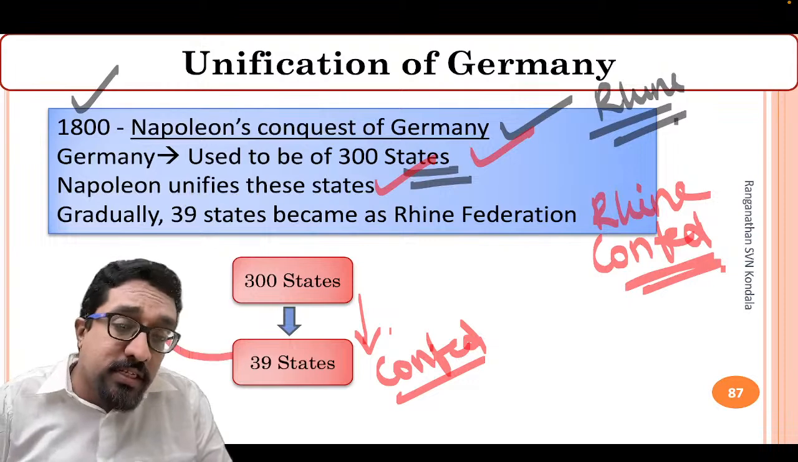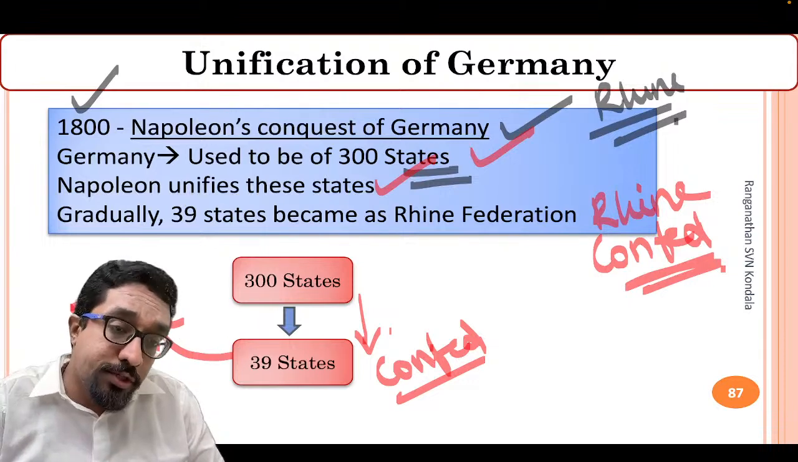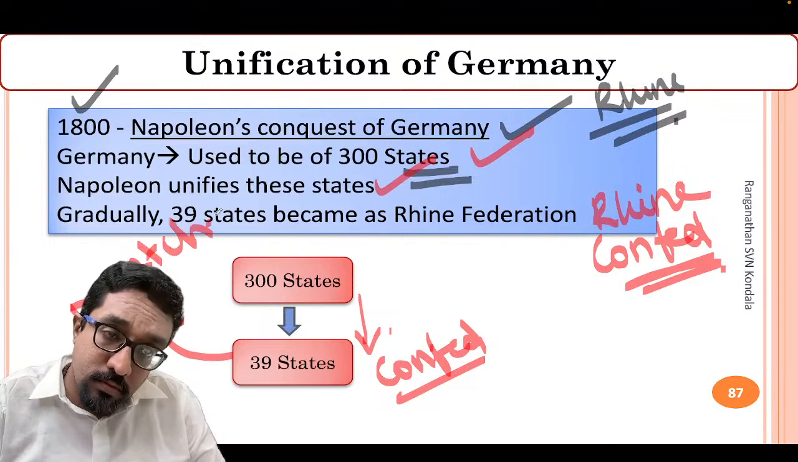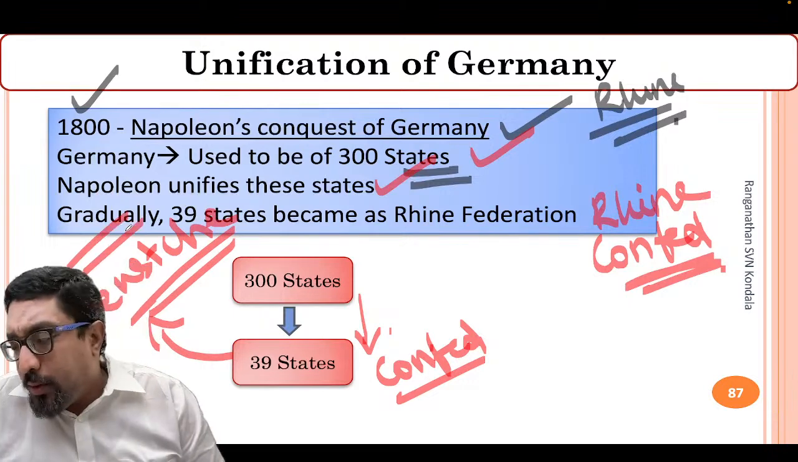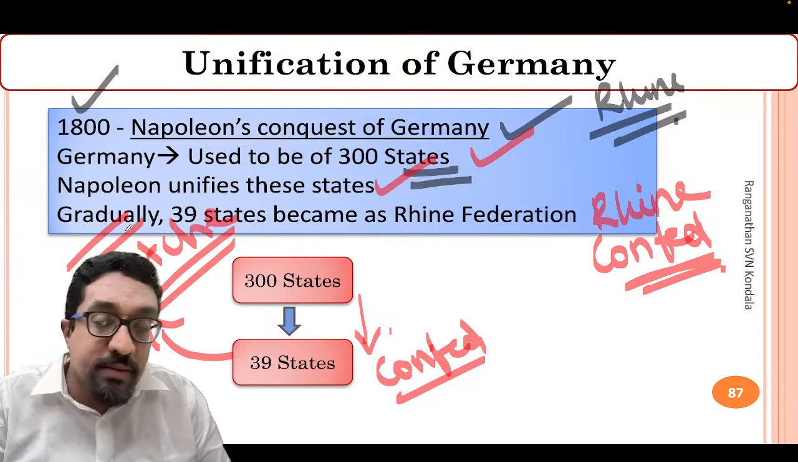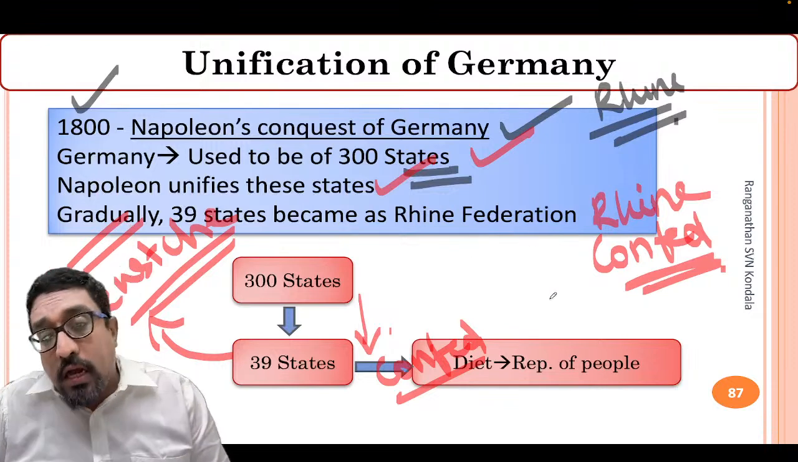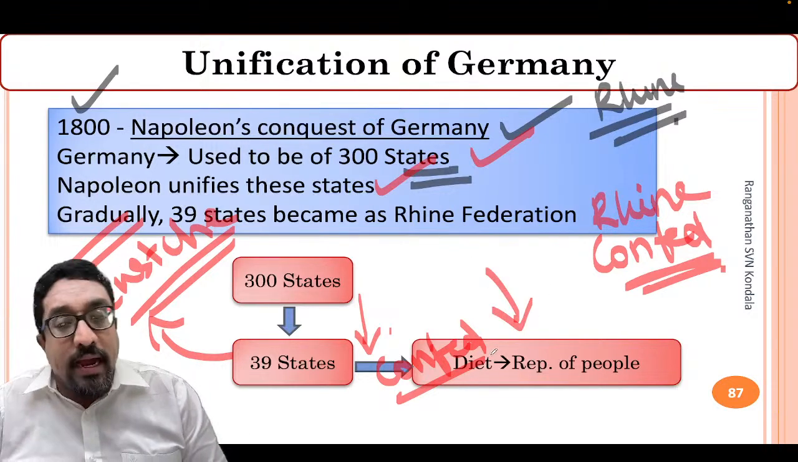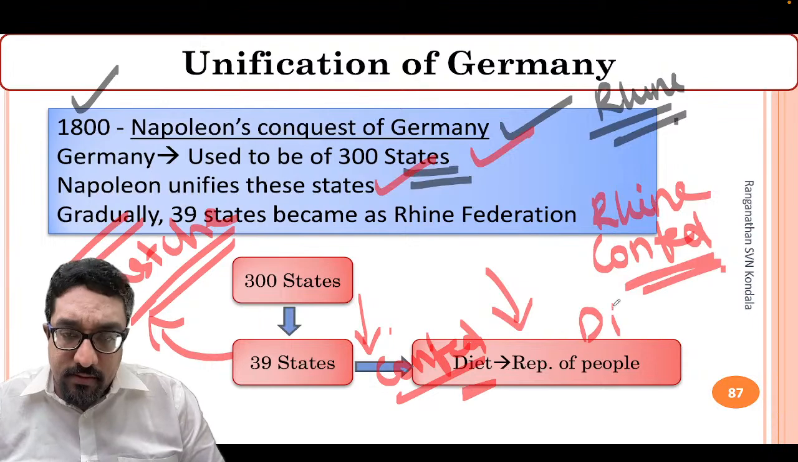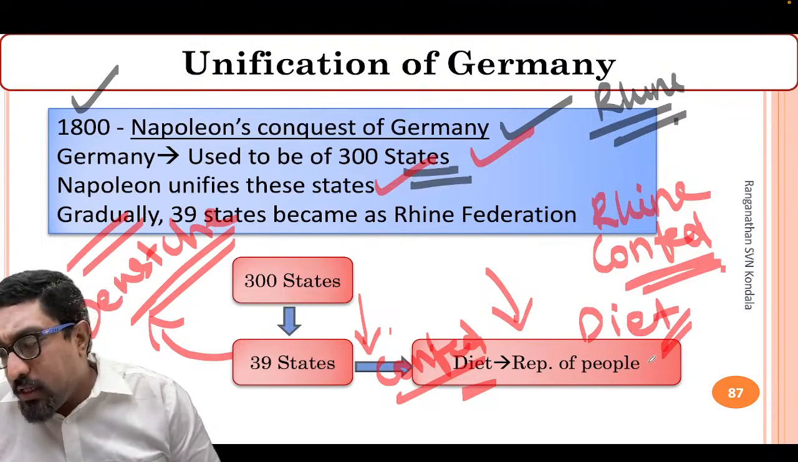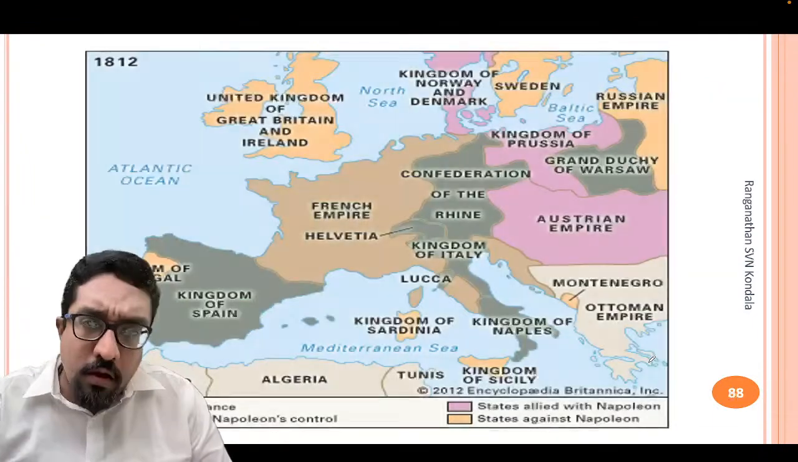All these 39 states spoke Deutsch, which is what in English we call German. And they also had a parliament called Diet, D-I-E-T. Diet was a representative house of the people of Rhine.